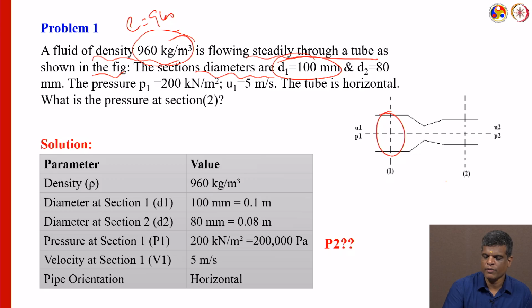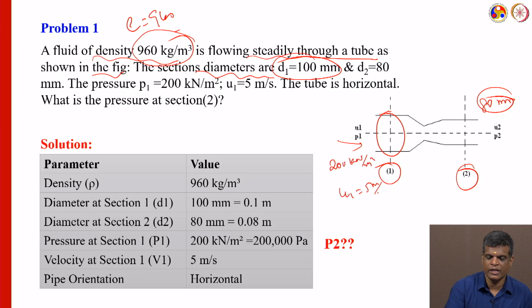Because this is point number 1 we consider here, and another is point 2, and D2 is 80 millimeter. The pressure is already available, 200 kilonewton per meter square. Then the velocity U1 equal to 5 meter per second is given.